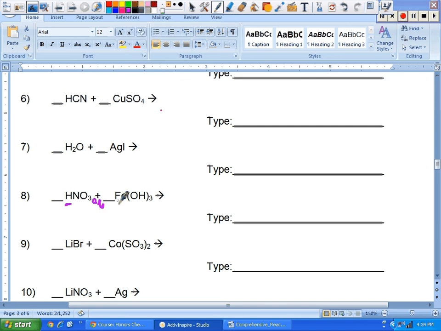One last thing, what is the only base you have to know that does not have an OH in it? Guys, you have to memorize this one. If you don't know it yet, it is NH3.